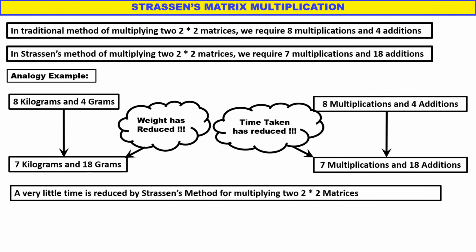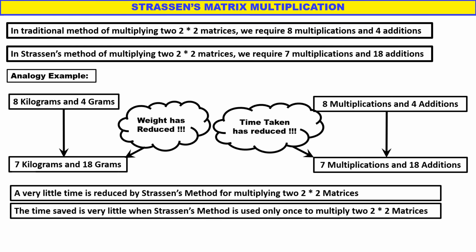Now, it's a very small saving of time. A very little time is reduced by Strassen's method for multiplying two cross 2 matrices. A tiny amount of time is saved. The time saved is very little when Strassen's method is used only once to multiply two cross 2 matrices. So if you are using Strassen's method to multiply only once, then the time saved is almost insignificant, ignorable.